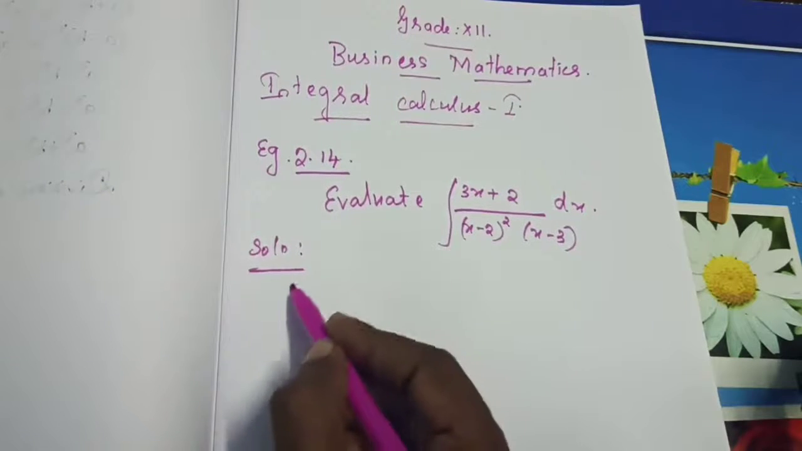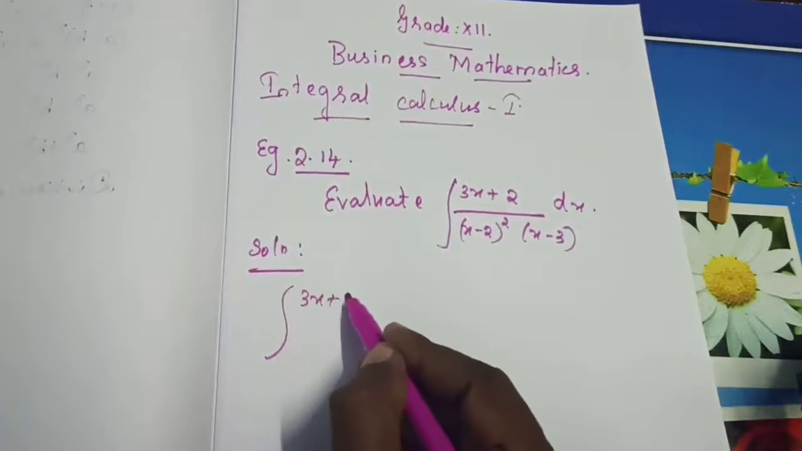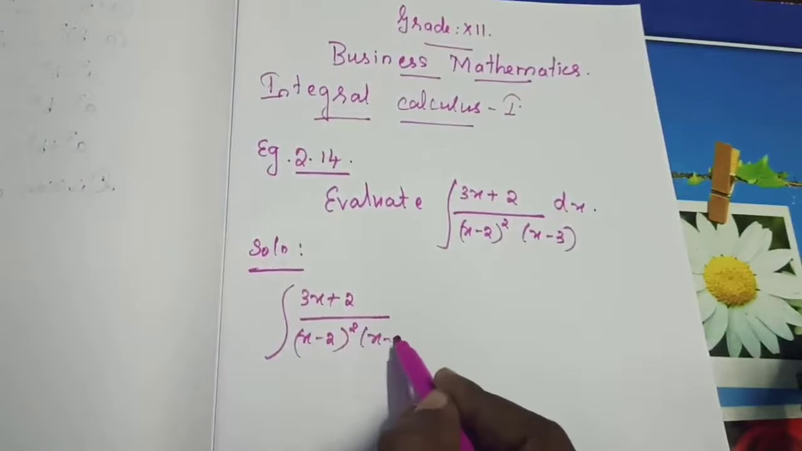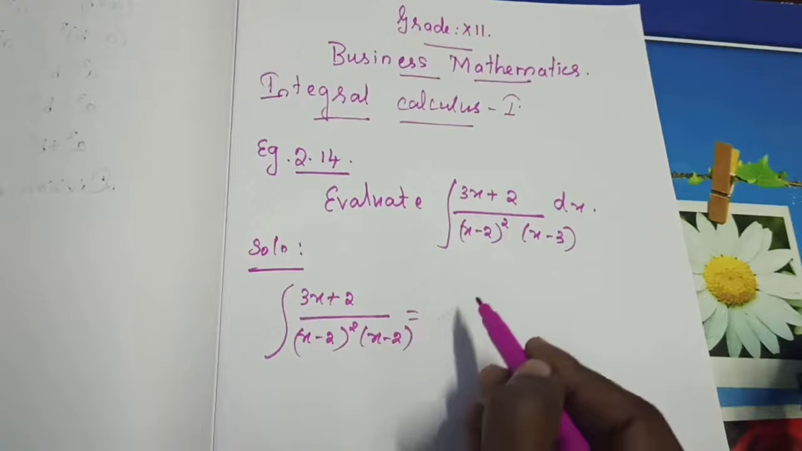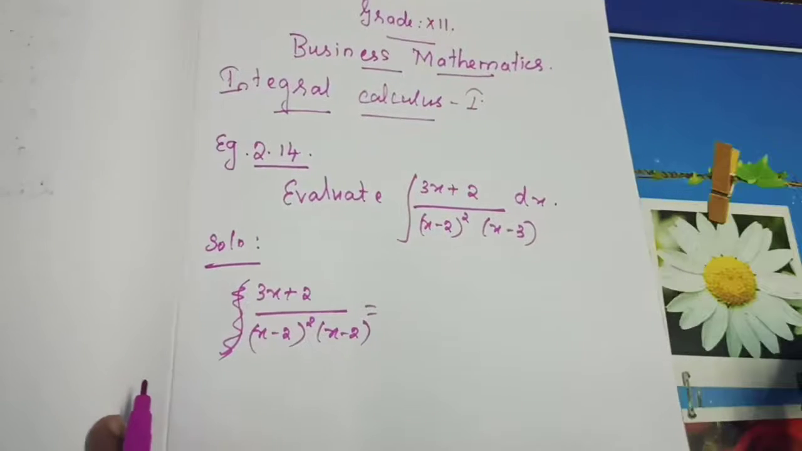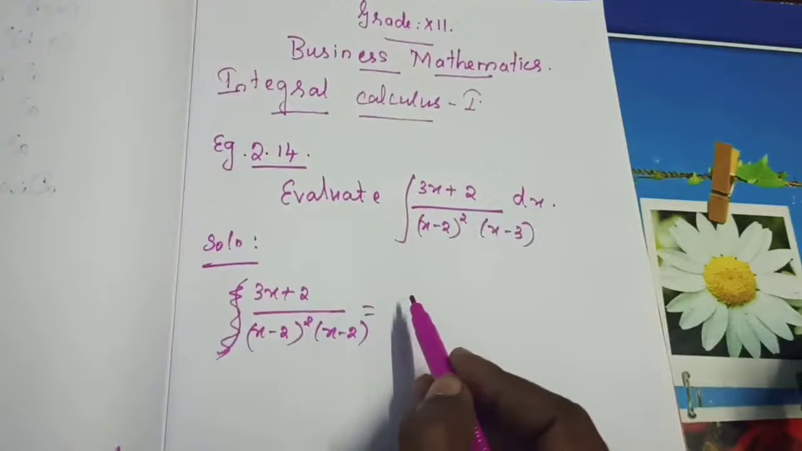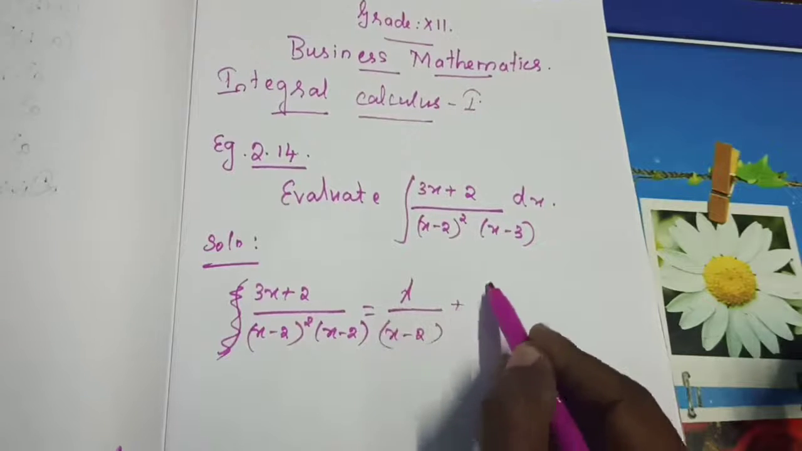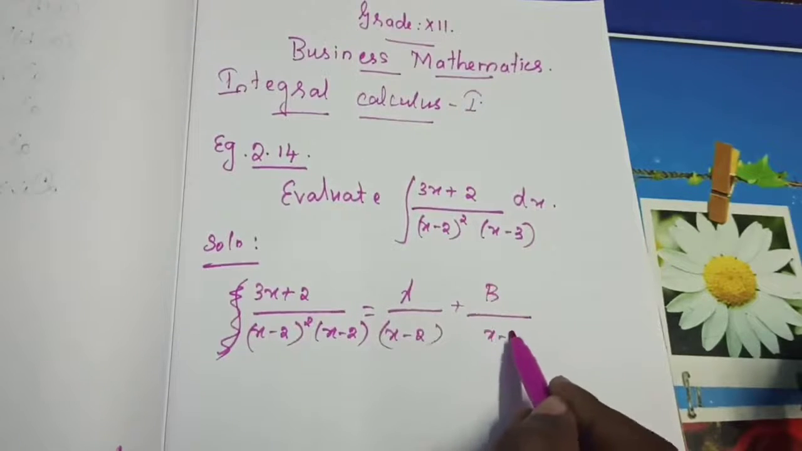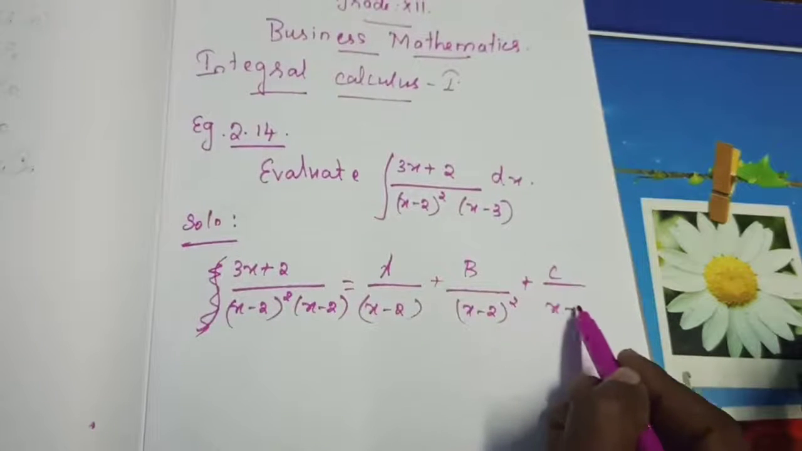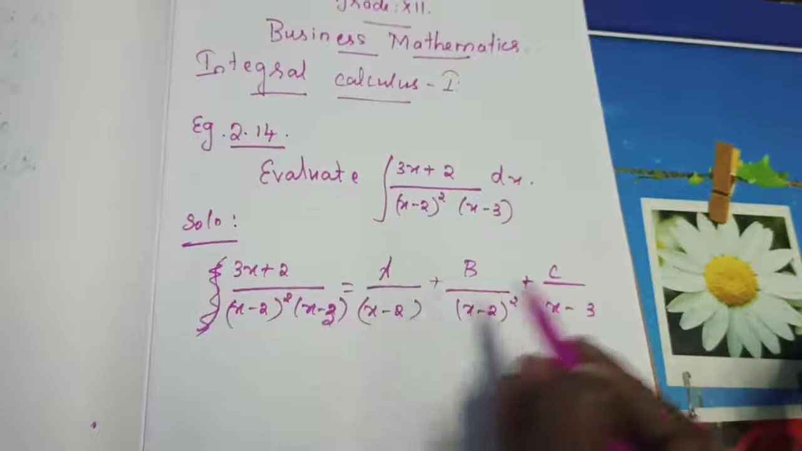Solution. The integral of 3x plus 2 divided by (x minus 2) the whole square into (x minus 3). Integration afterwards we can take; just we are taking this alone. So, we choose A by (x minus 2), plus B by (x minus 2) the whole square, plus C by (x minus 3).